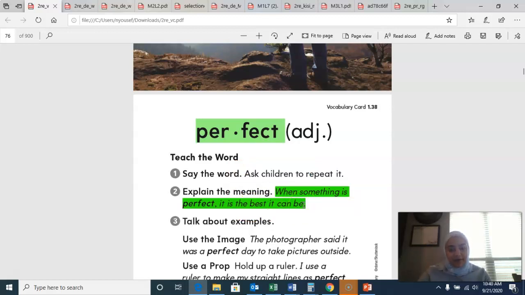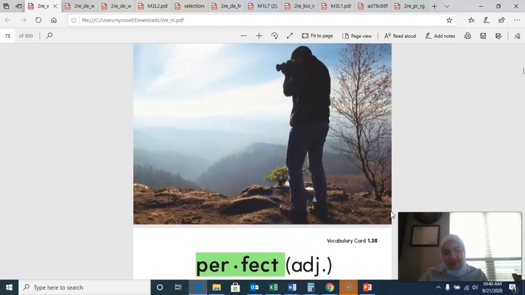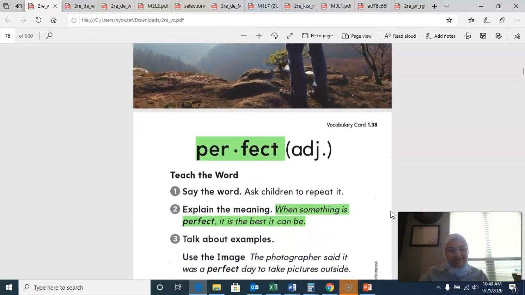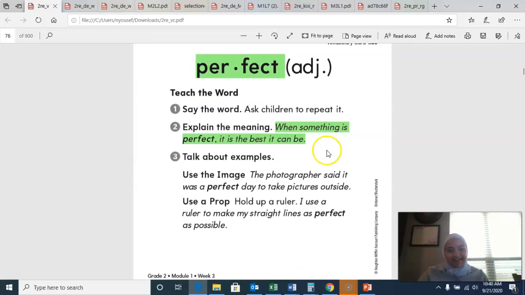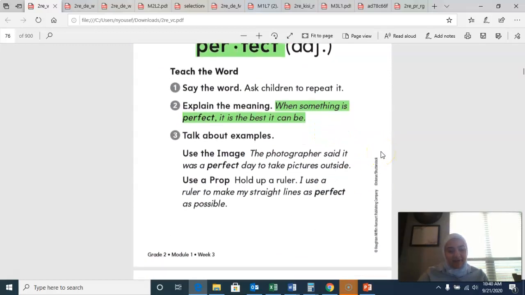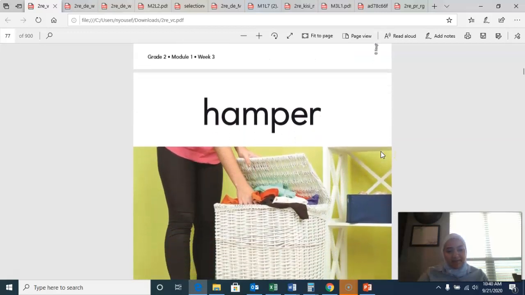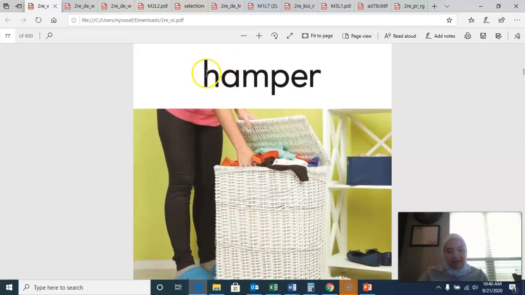It is perfect. So the photographer said it was a perfect day to take pictures outside. It was. Look how beautiful that is. Perfect. All right. Moving on. Make sure you have that written down, okay? The next word is hamper.